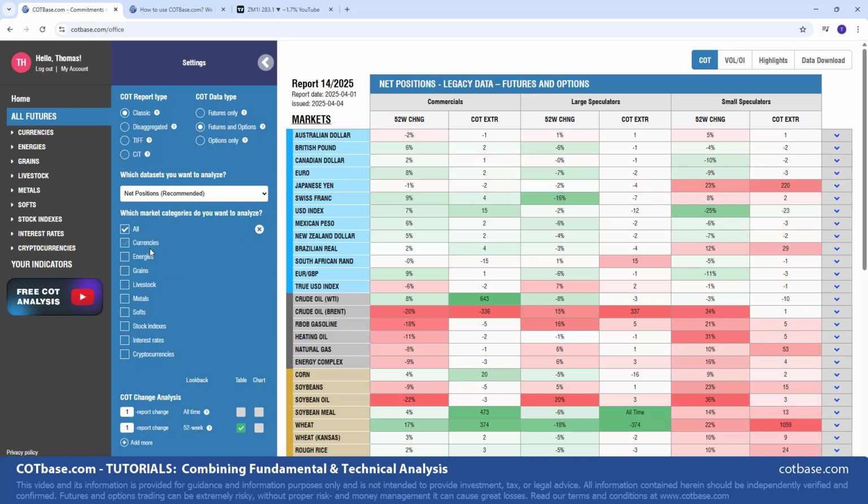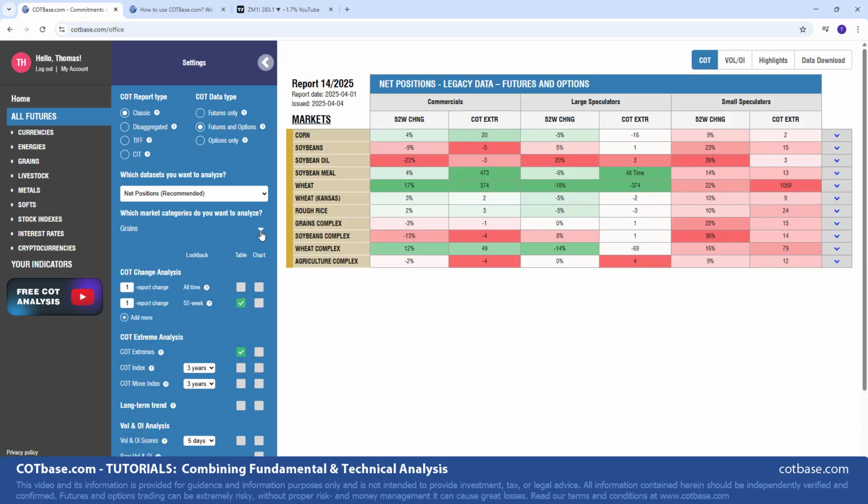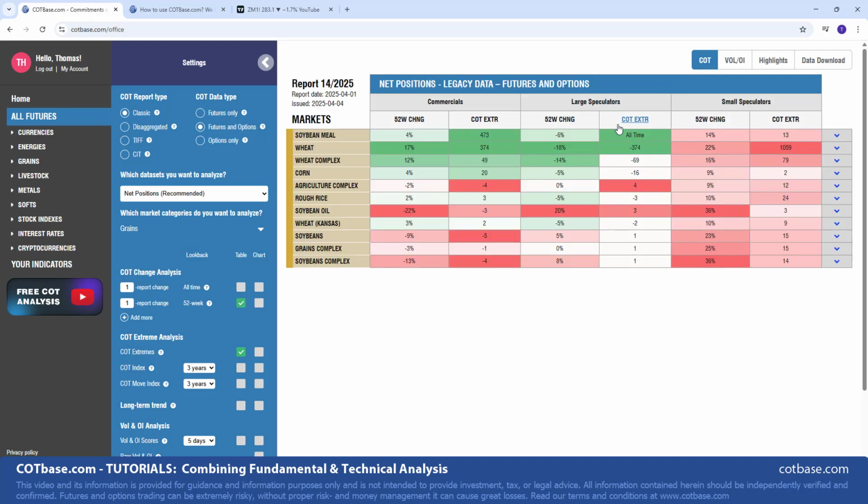So what I'm going to do first is choose grains as the only market category that I'd like to look at. I'm going to order markets based on the largest change in large speculators, the largest COT extreme and large speculators net positions. And we're going to use soybean meal as a very classical commodity, where COT analysis is actually very efficient, to explain what this combination of fundamental and technical information is really going to produce.